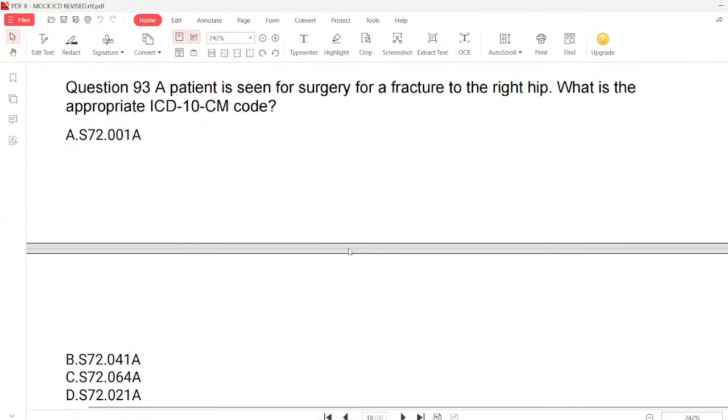93, what is the answer? Yes, 93, answer is Akash. Just check the code. Yes, exact answer for 93. What about others? S72.041 is right, or 001? Which is correct? Check option A and B. What will be the appropriate, accurate code?